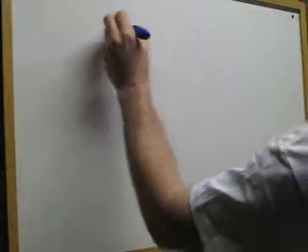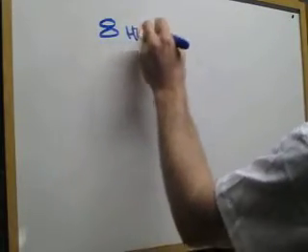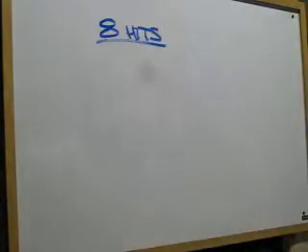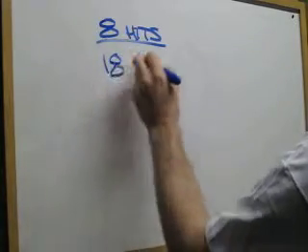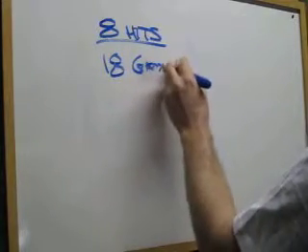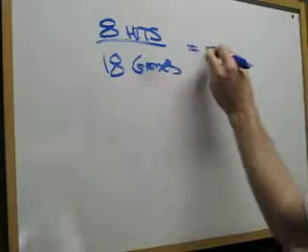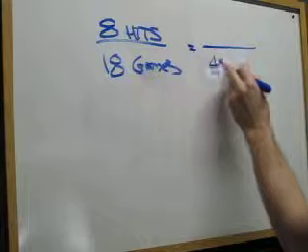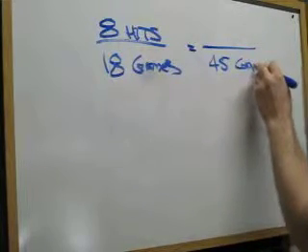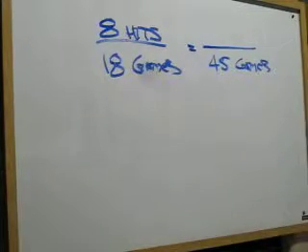So let's look at example 2. We get a baseball player that gets 8 hits in his first 18 games. If he continues at the same rate, 8 hits per 18 games, how many hits will he get in 45 games? So he may be interested, if we have 45 more games left in the season, how many hits am I going to get?